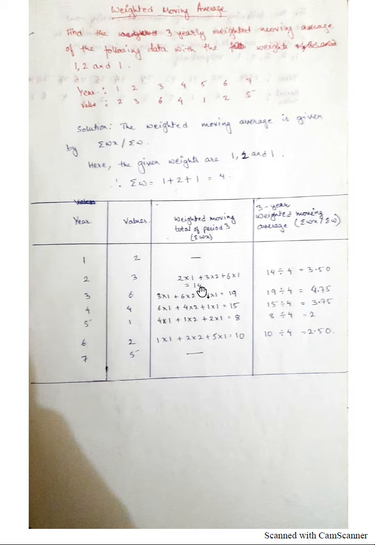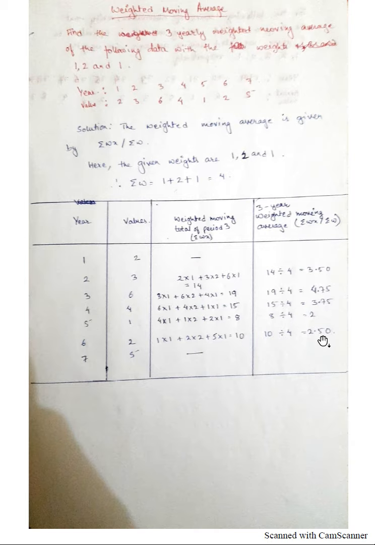Now what will we do? We will divide these numbers by summation w. What is summation w? We have got summation w as 4. So 14, this is our 3-year weighted moving average, that is wx by summation w. So 14 divided by 4 is equal to 3.50. 19 divided by 4 is equal to 4.75. 15 divided by 4 is equal to 3.75. 8 divided by 4 is equal to 2, and 10 divided by 4 is equal to 2.50.